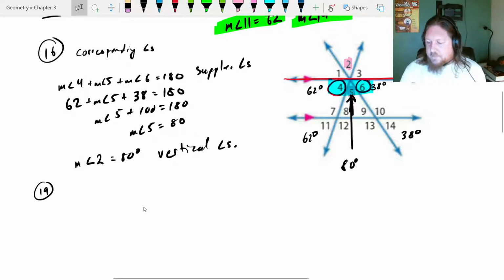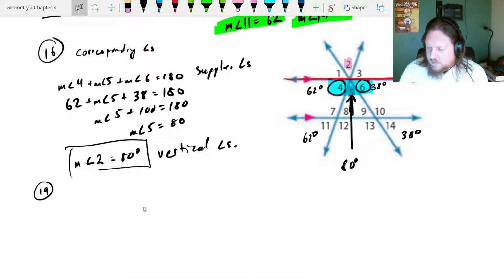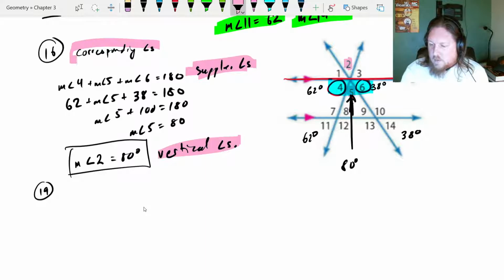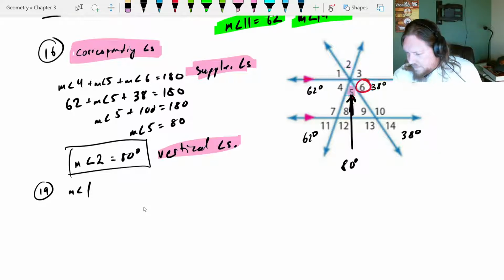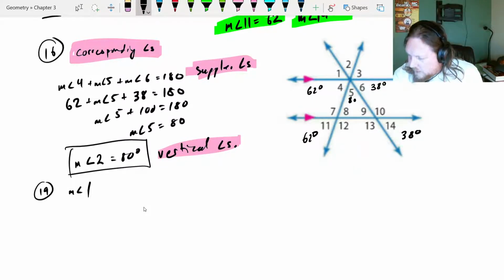Number 19. So let me box this, and if you wanted to, you could highlight vertical angles, corresponding, and supplementary. There we go. All right, number 19. Measure of angle 1. Well, let me erase some of this stuff here, but you notice I'm not going to erase, well, this is 80 here. We did all that work.